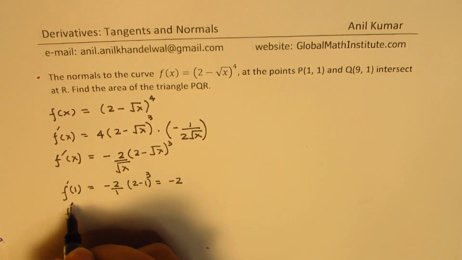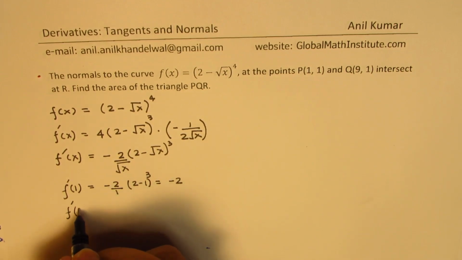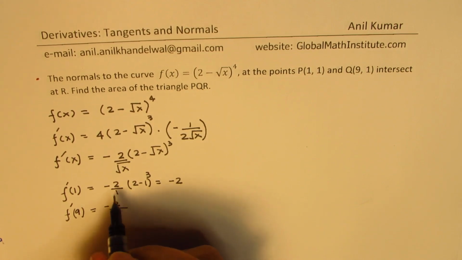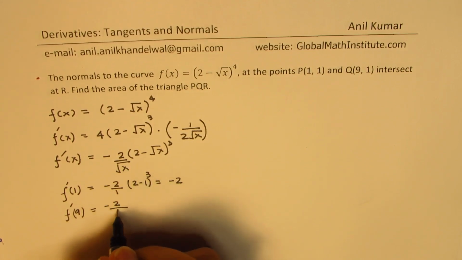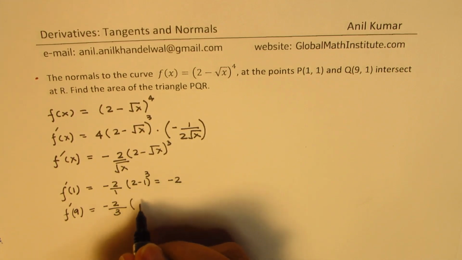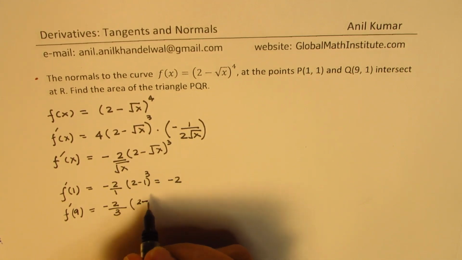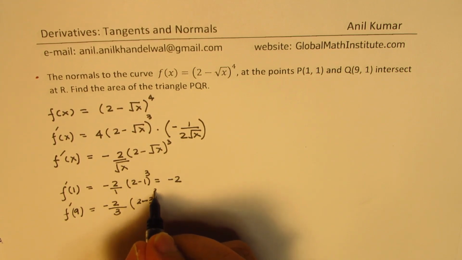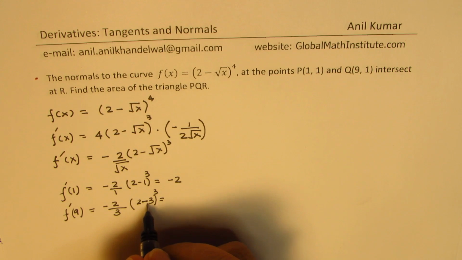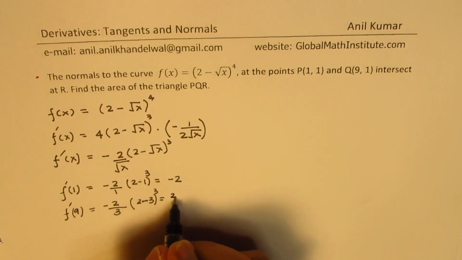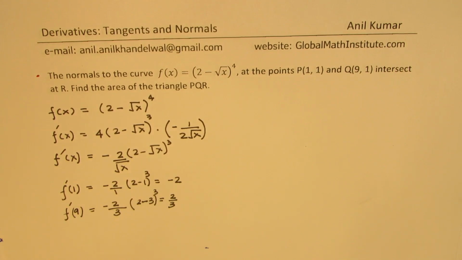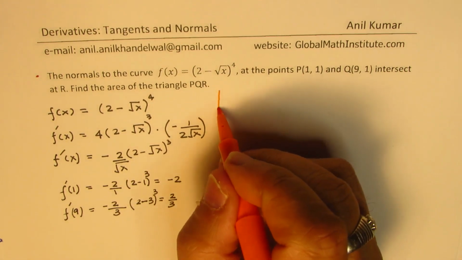And the derivative at x equals 9 will be minus 2 over square root of 9, which is 3, right? So I'm writing straight away 3. And here we have (2 minus square root of 9, which is 3) whole cube. So that is minus 1. So that gives you plus 2 over 3. Is that clear to you? So these are the derivatives. That means they are the slopes of the tangent lines.